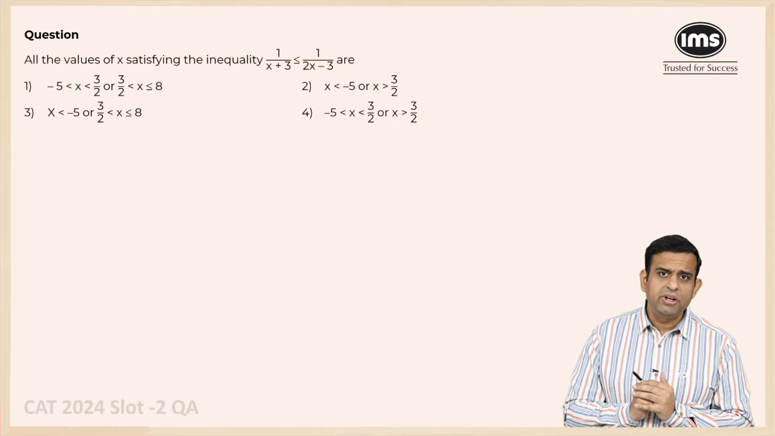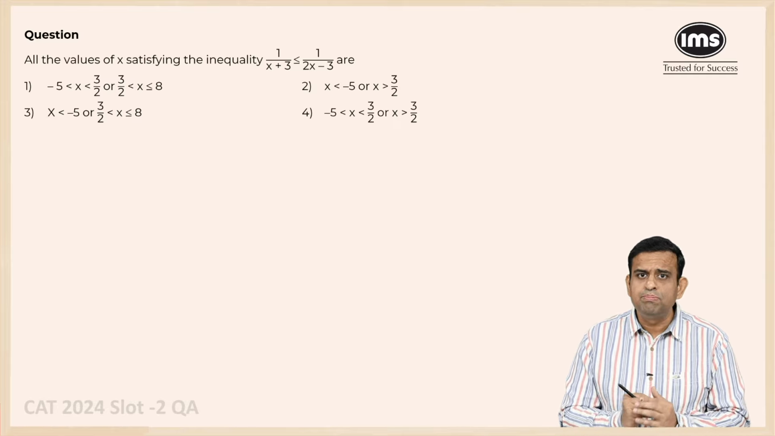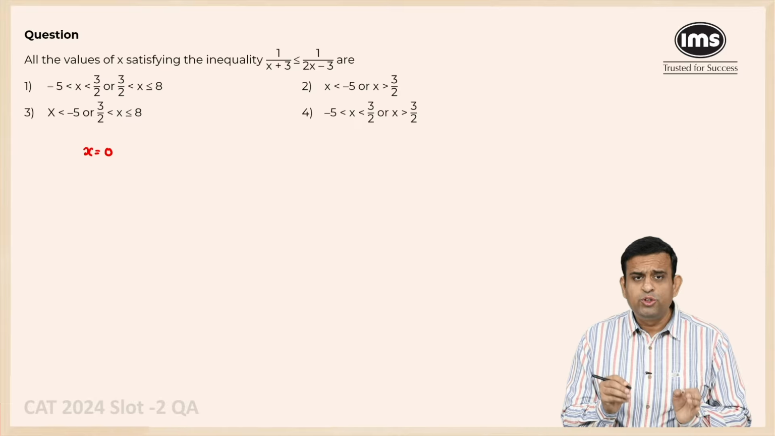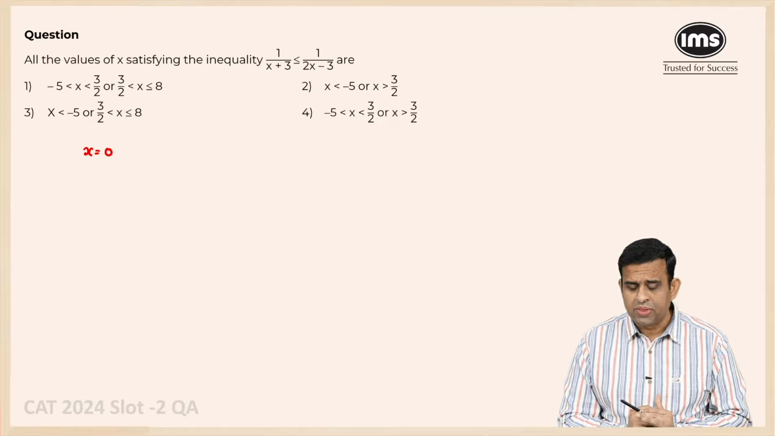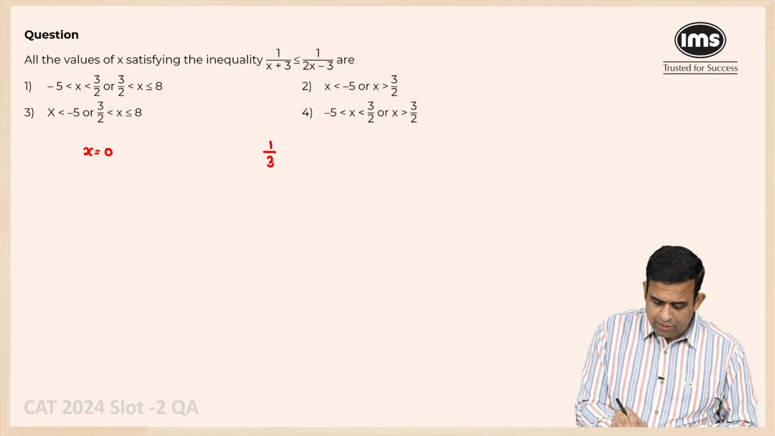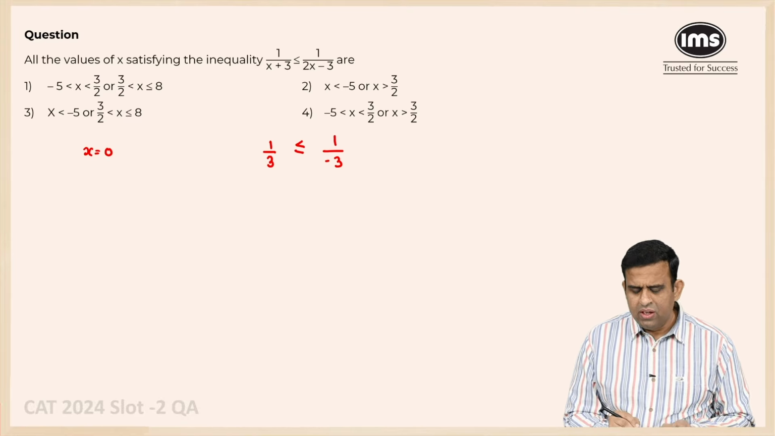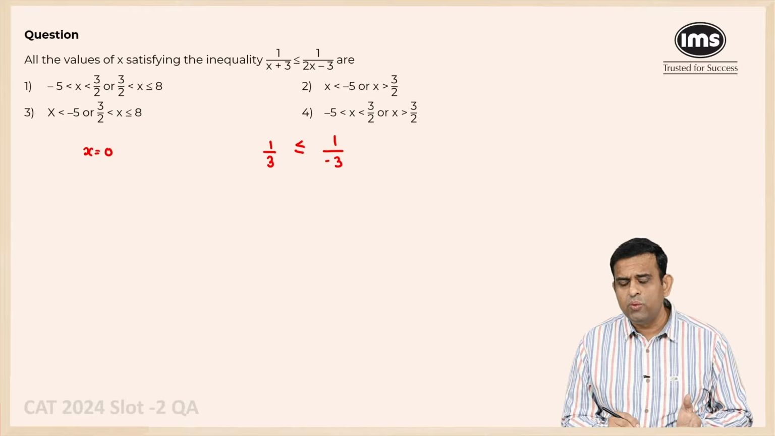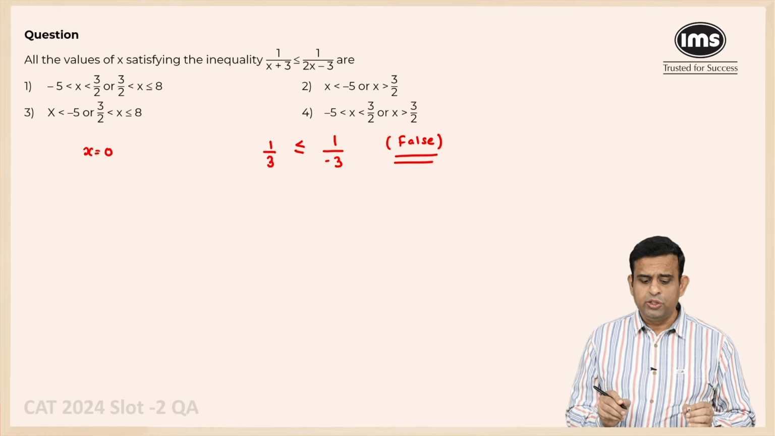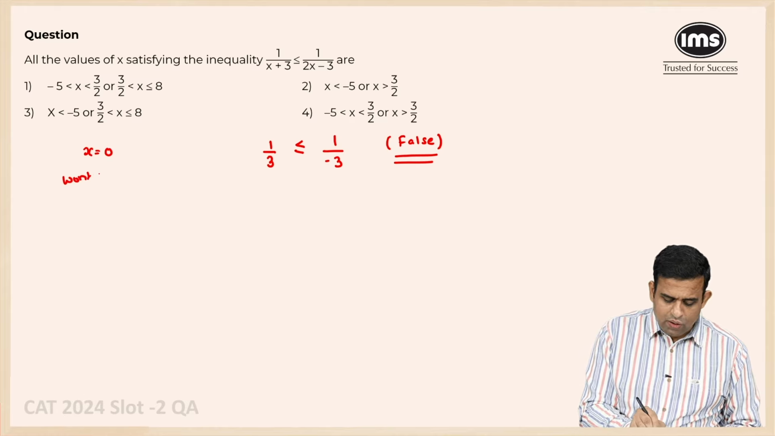So what I could do in this particular case is, we can possibly put some simple value. For example, I would want to know whether x equal to 0 is going to be a part of the solution or not. So x equal to 0 will make the inequality like this: 1 over 3 is less than or equal to 1 over negative 3. A positive quantity is less than or equal to a negative quantity, it's false. This is not getting satisfied. What does that mean? x equal to 0 won't be part of the solution.